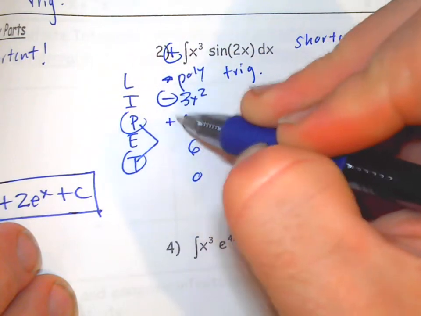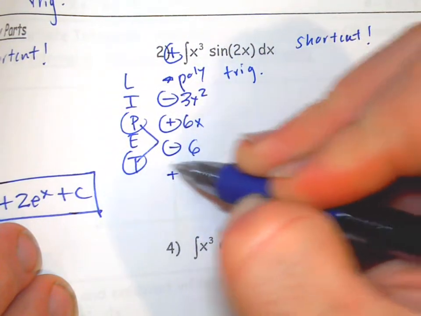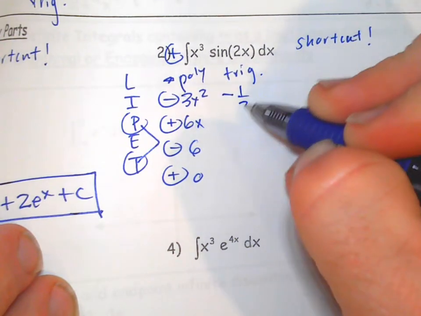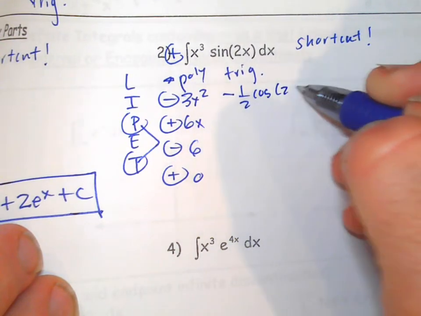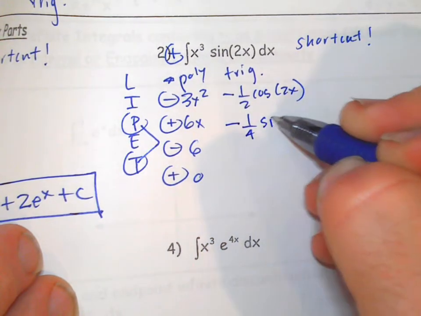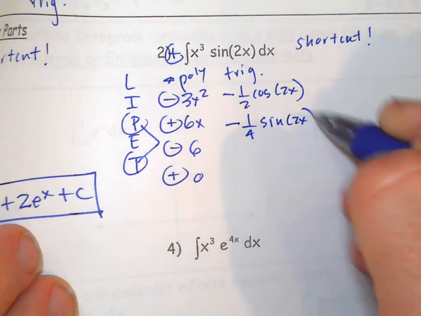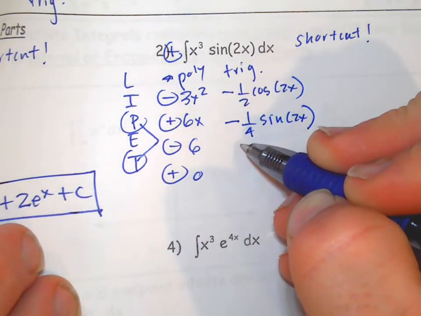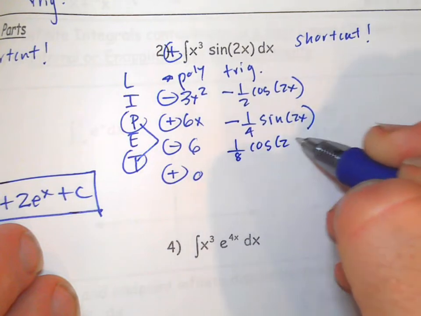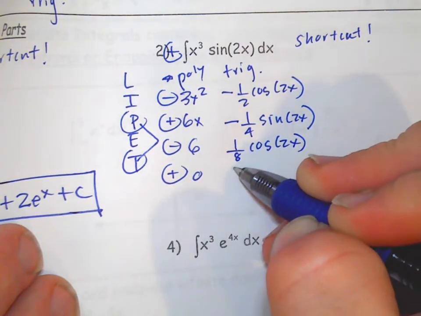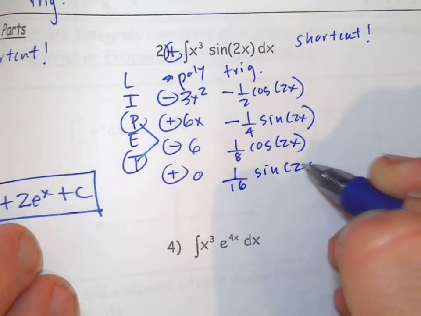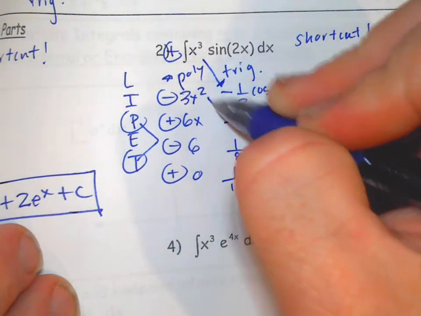negative, positive, negative, positive. The antiderivative of sine 2x is negative 1/2 cosine 2x. Next one's going to be negative 1/4 sine 2x. Next one is going to be positive 1/8 cosine 2x. And the next one is going to be positive 1/16 sine 2x. So we're going to go down a diagonal.